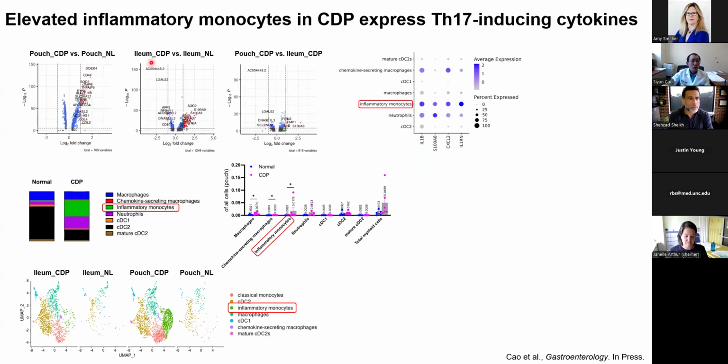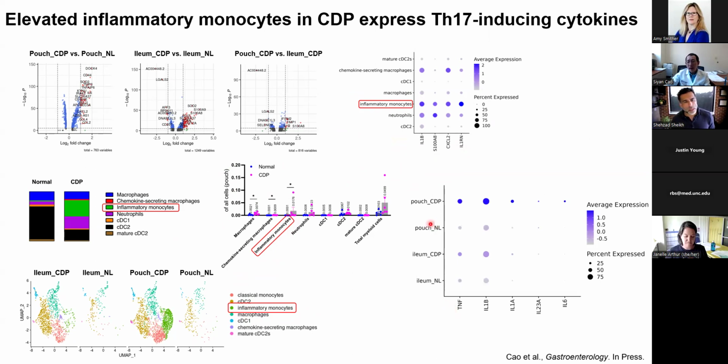We also looked at the myeloid cell populations, which showed an increase of pro-inflammatory markers in the CDP samples, such as S100 and interleukin-1A genes. We also identified an inflammatory monocyte population, indicated by the overexpression of IL1 beta, IL1R, and CXCL2. And there is an expansion of inflammatory monocytes in both pouch body and pre-pouch ileum, as shown by the frequency of this population out of all cells, as well as the proportion out of the total myeloid cells.